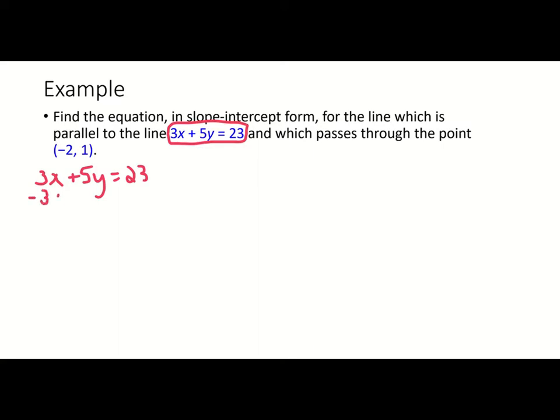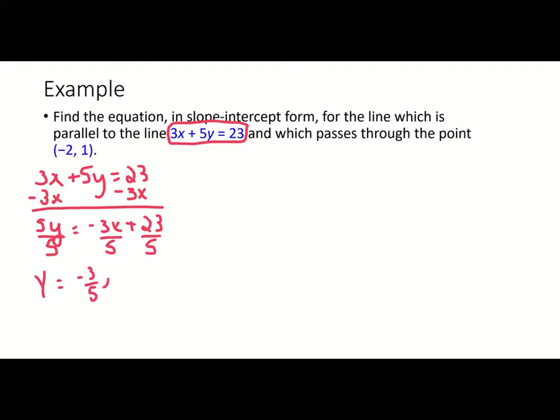So I'm going to subtract 3x from both sides, and that gives me 5y is equal to -3x plus 23. I'm going to divide everything by 5, and that means y equals -3/5 x plus 23 over 5. Now, all we need from this equation is the slope. Our line is parallel to it, but remember, parallel lines have the same slope, different y-intercepts. So our y-intercept is not 23 over 5.